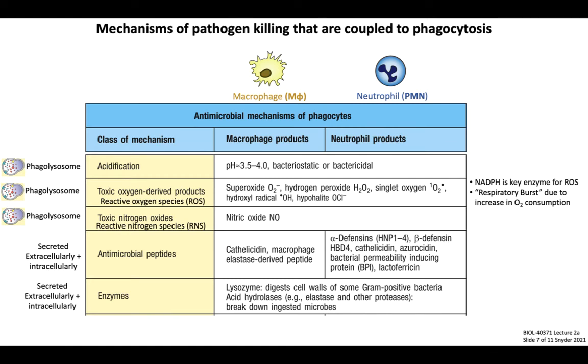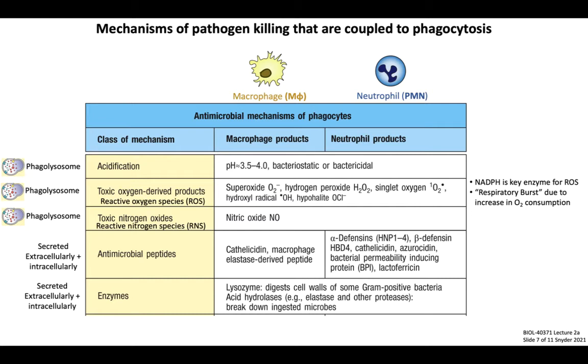This table from the textbook summarizes the mechanisms used by phagocytes to directly kill pathogens. These include molecules that are present in the phagolysosome that we just discussed. These are acidic organelles with a low pH that can function by being either bacteriostatic, meaning that it halts bacterial growth, or bactericidal, meaning that it kills a bacterium.